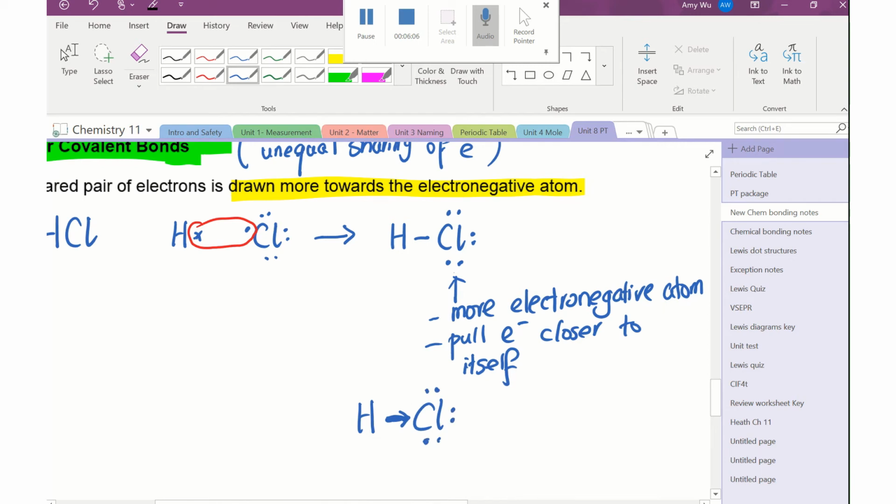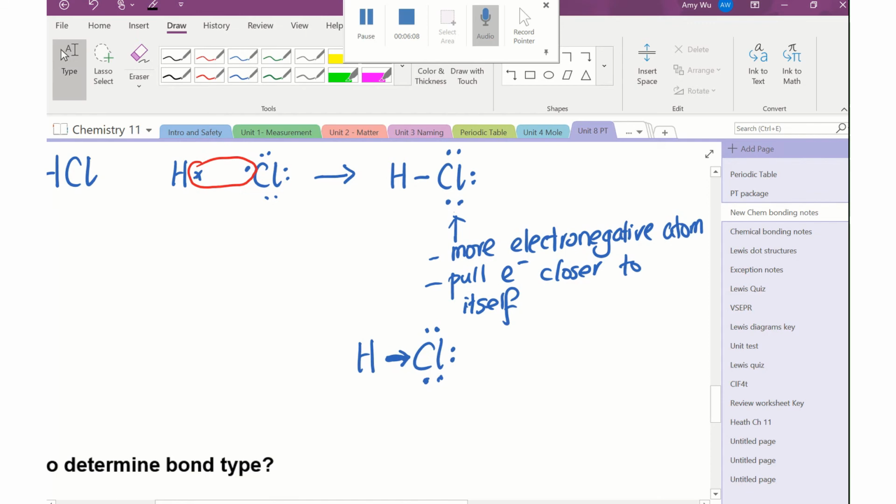And for this, there's a special term that you need to learn. We draw this arrow. This is called a dipole. For HCl, we are saying that this bond has a dipole. So what is a dipole? D-I-P-O-L-E. Di means two, so that means it has two ends.